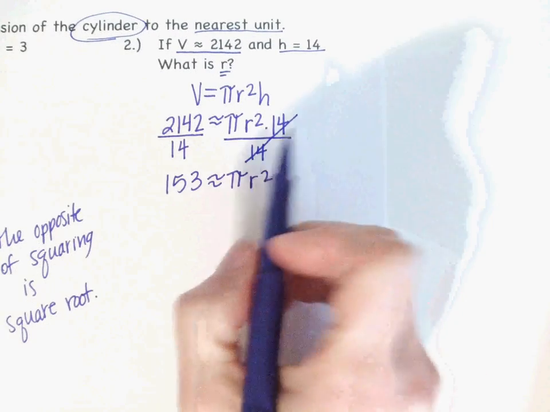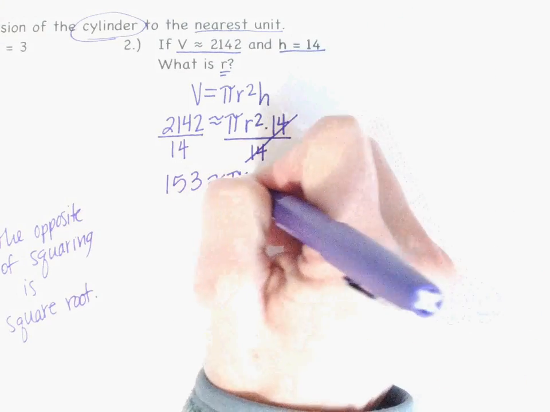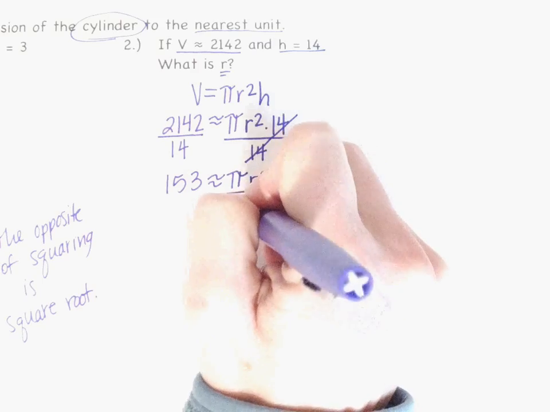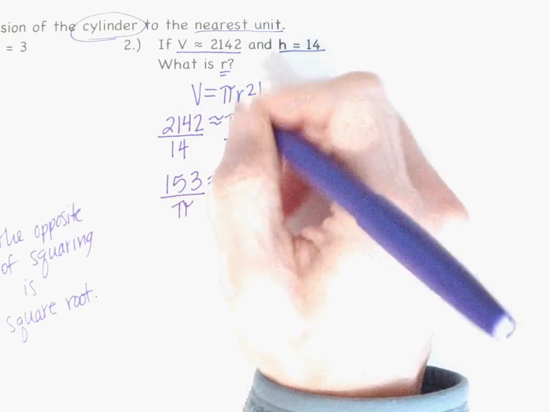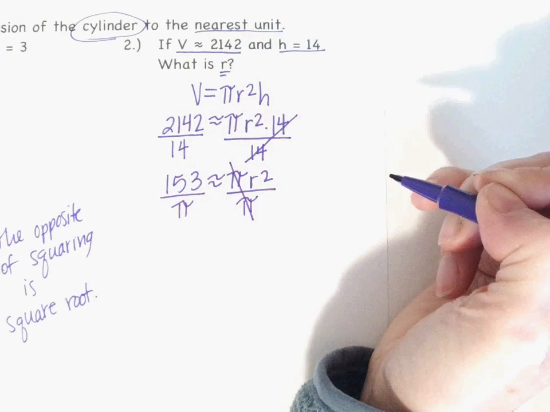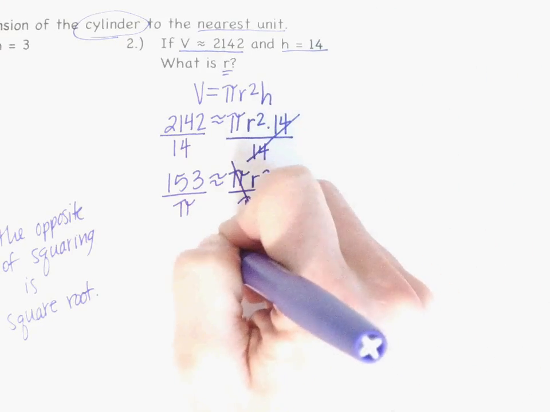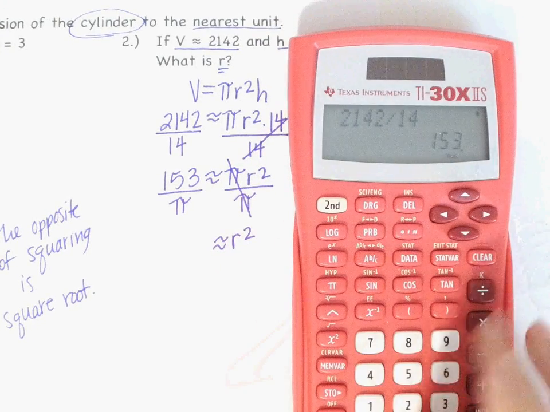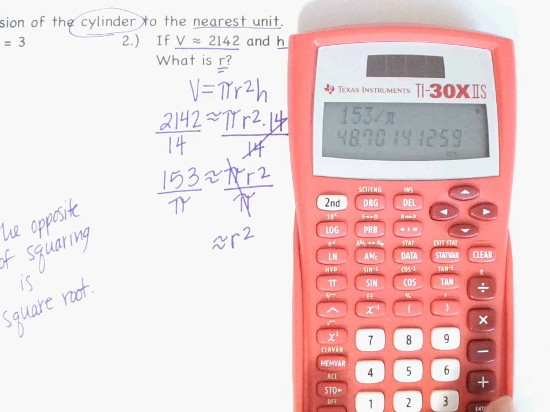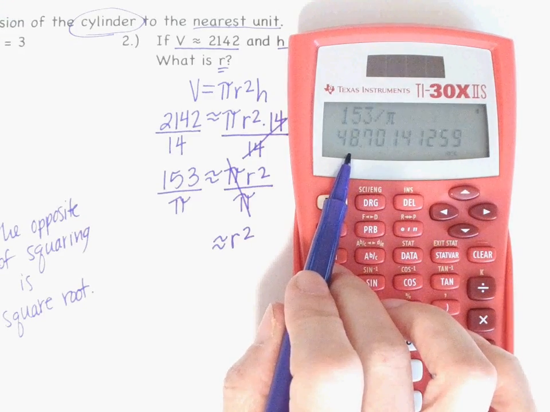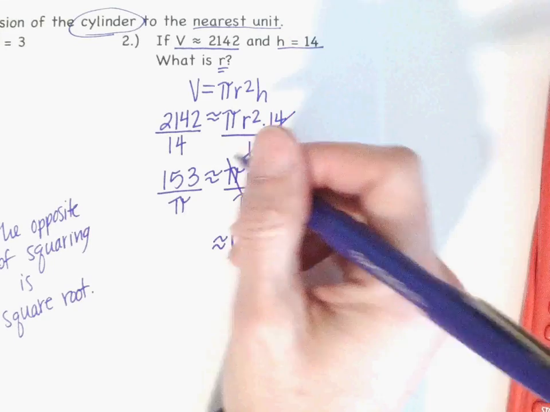From here, to keep isolating R, okay, if I have pi times R squared, I'm going to do the inverse operation. The inverse is to divide. Okay, if I do it to one side, we do it to the other. On the right, pi divided by pi is 1. So again, in essence, that cancels, and we get that R squared by itself. But on the left side, we're going to have to calculate 153 divided by pi. Okay, and we're going to round to the nearest unit. So if I have 48 and 7/10, I'm going to round that up to 49. Rounding to the nearest unit.